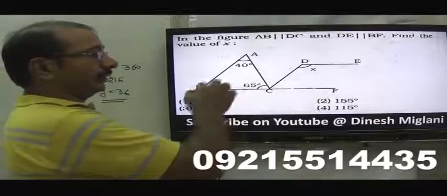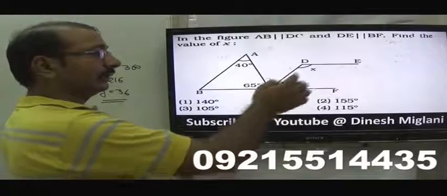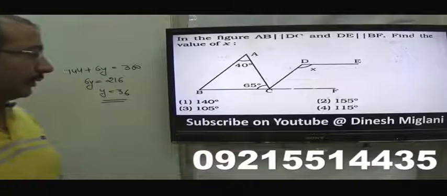ठीक है, क्योंकि ये पैरेलल लाइंस हैं तो ये भी 40 हो गया, 105 हो गया. अभी 75 हो जाएगा. ये 75 और ये दोनों का सम 180 होता है. आंसर इज 105 डिग्री.